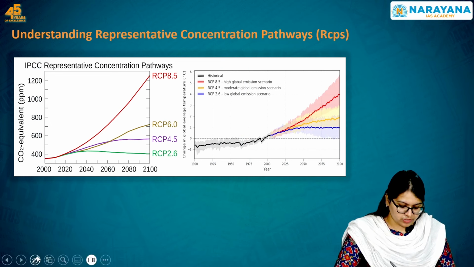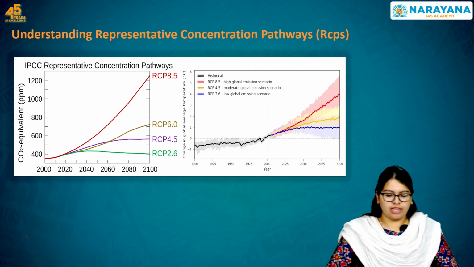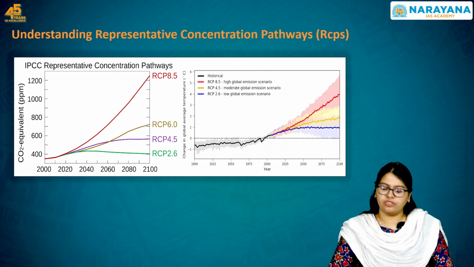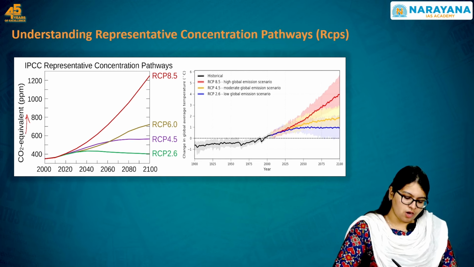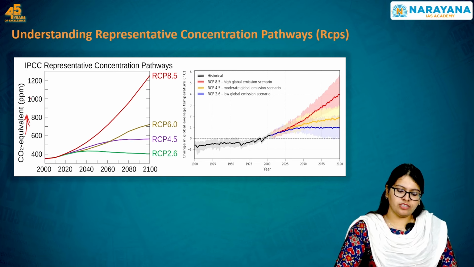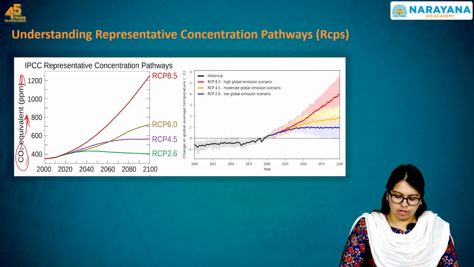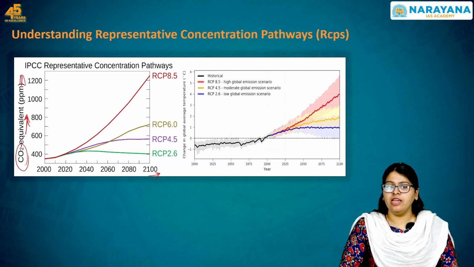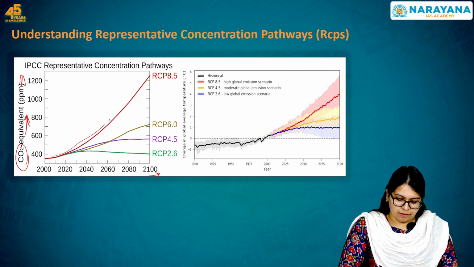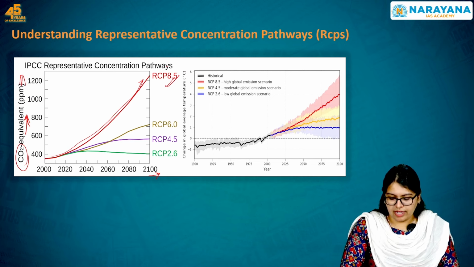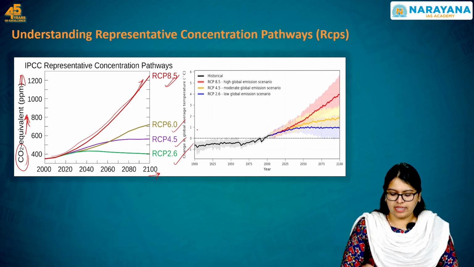Now if you look at this particular graph, you can understand representative concentration pathways. On the y-axis, there is the concentration equivalent of carbon dioxide in parts per million, and along the x-axis you have the years. These lines talk about the representative concentration pathways 8.5, 6, 4.5 as well as 2.6.